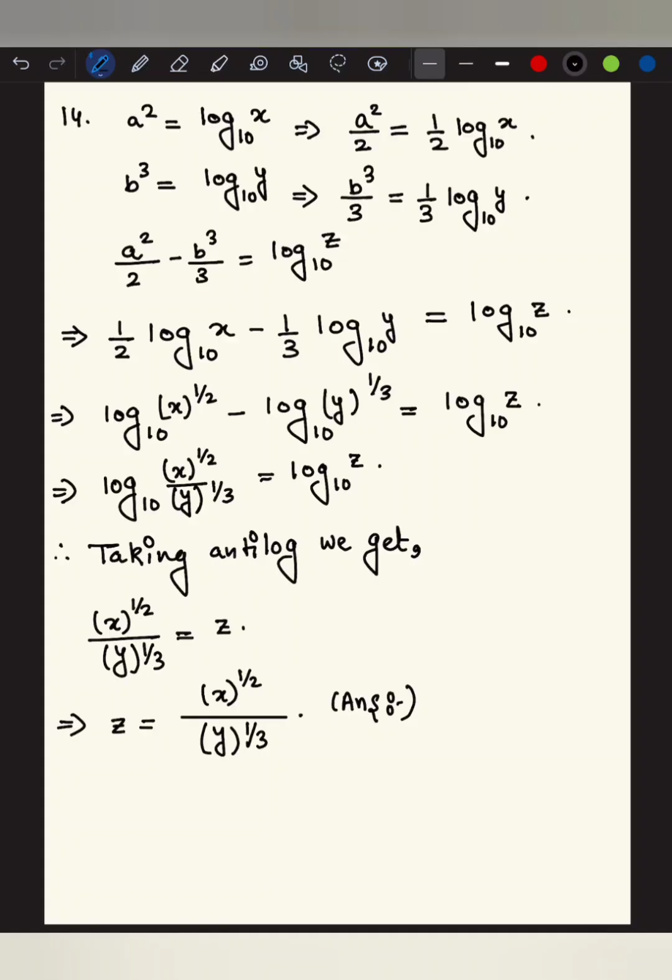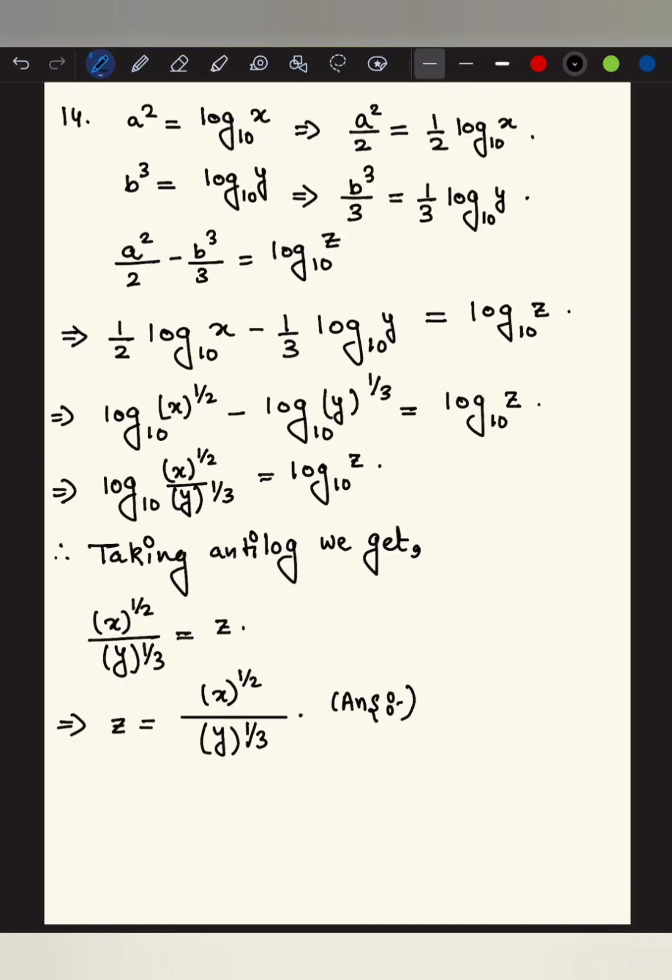Therefore, we are given here that a square by 2 minus b cube by 3 is equal to log z base 10. Therefore, a square by 2 means what? Half log x base 10. Now, minus b cube by 3 is what? 1 by 3 log y base 10. Okay, this is equal to log z base 10.